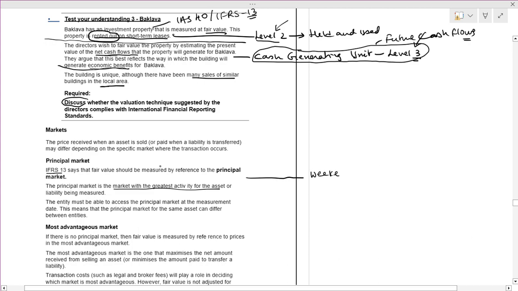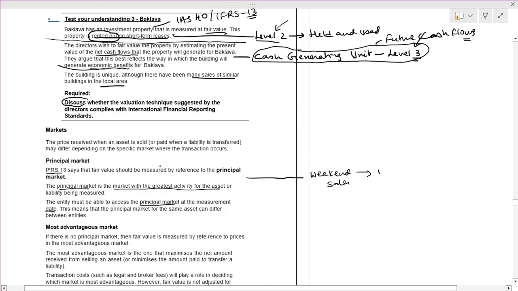Weekend sales will have the highest activity. Got my point? During the weekends you have the highest activity. During the festival seasons you have the highest activity. That is the principal market. It is a seasonal market, right? That market has to be identified as a principal market. The entity must be able to access the principal market at the measurement date.